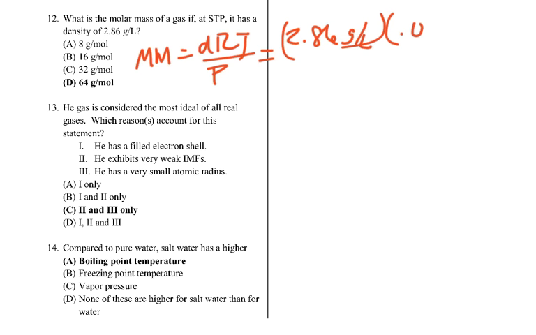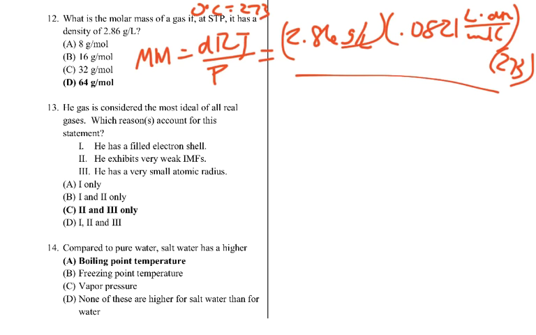Okay, R is 0.0821 liter atmospheres per mole Kelvin. And STP is 0 degrees Celsius, which is 273, so 273 Kelvin on the top, and divide by the pressure, and the pressure at STP, that's 1 atmosphere. Okay, so if we do all that in the formula, 2.86 times 0.0821 times 273 divided by 1, we get 64.